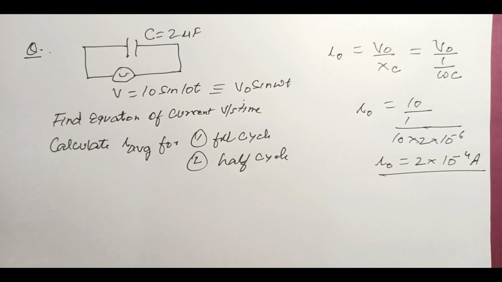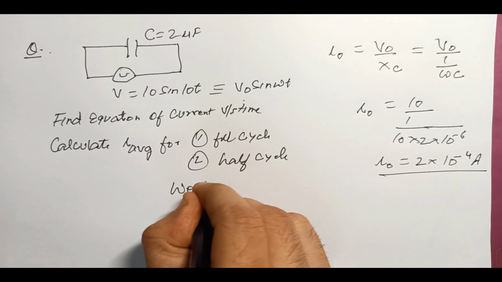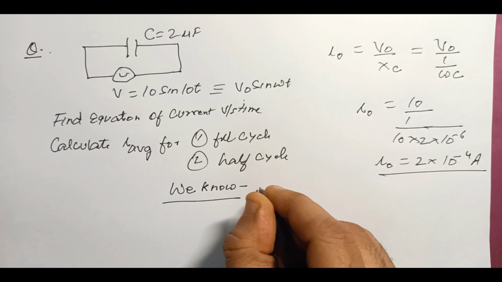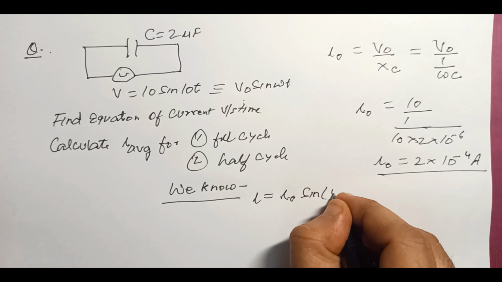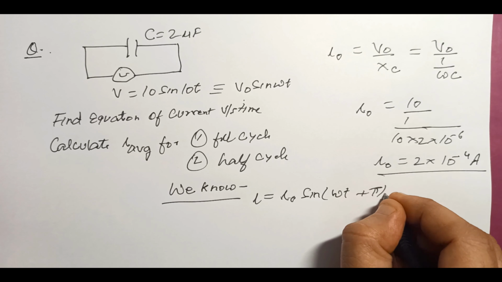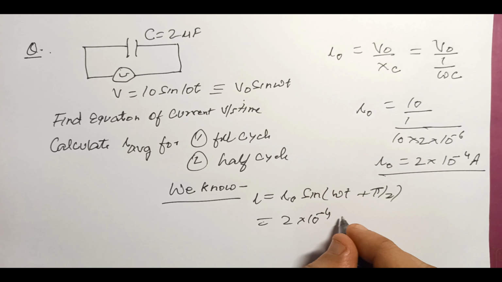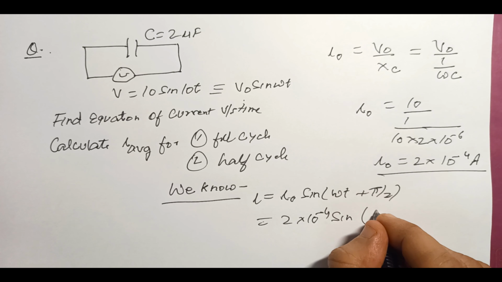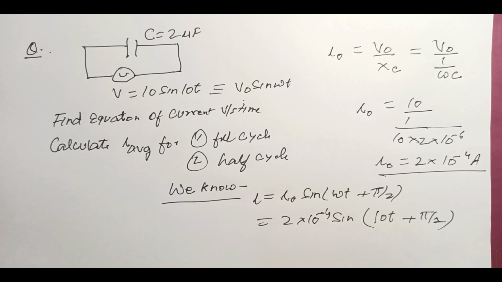Very good. Now we know I is equal to I naught sine omega t plus pi by 2, or this is equal to 2 into 10 to the power minus 4 sine 10t plus pi by 2, correct? So this is the I.